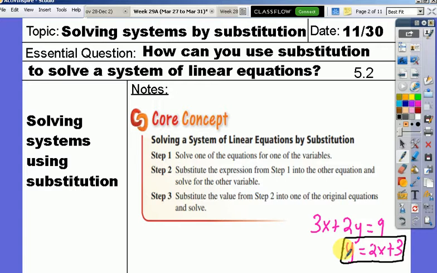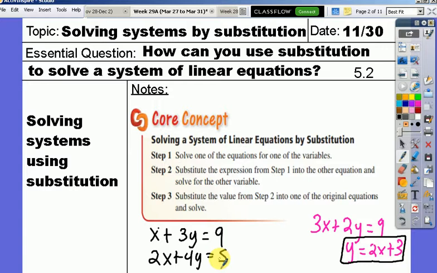Another sign is if you don't have something by itself, and it's easy to get the variable by itself, then you can very easily get this x by itself by subtracting the 3y, right? So that's another indication that you want to use substitution. Does that make sense? Okay.